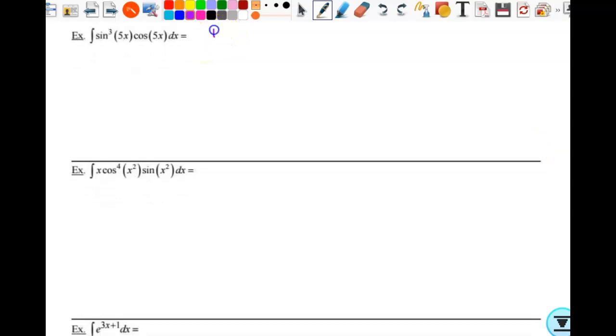5x. Okay, so if u equals 5x, then du equals 5 dx, right? So if we're going to have to multiply a 5 in here, we need a 1/5 out here. So 1/5 times the integral of sine cubed u cosine u du. So our first rule is to get rid of all the x's. Check.